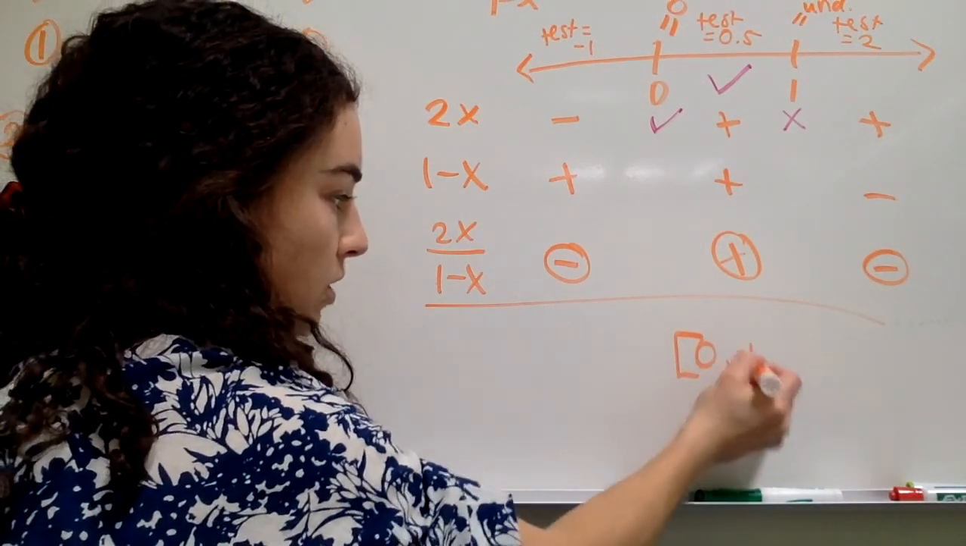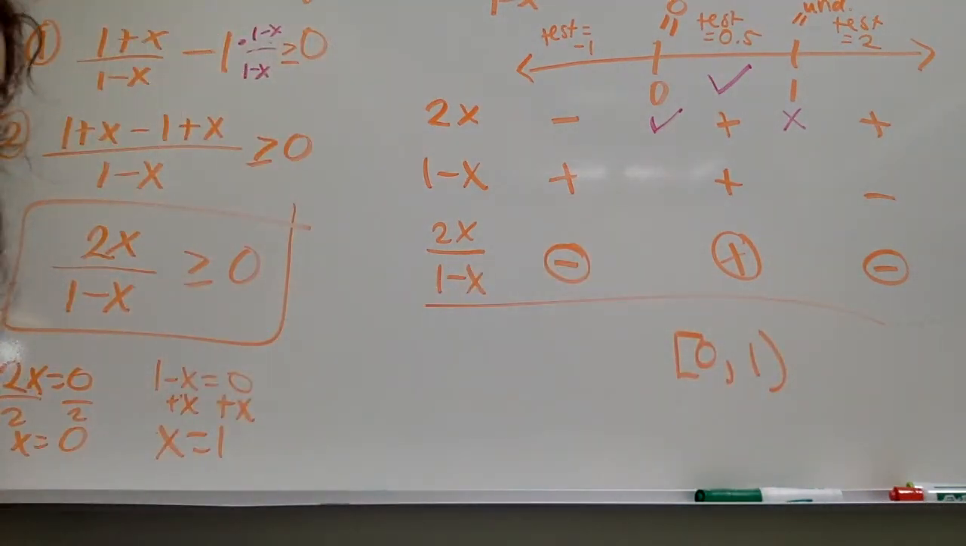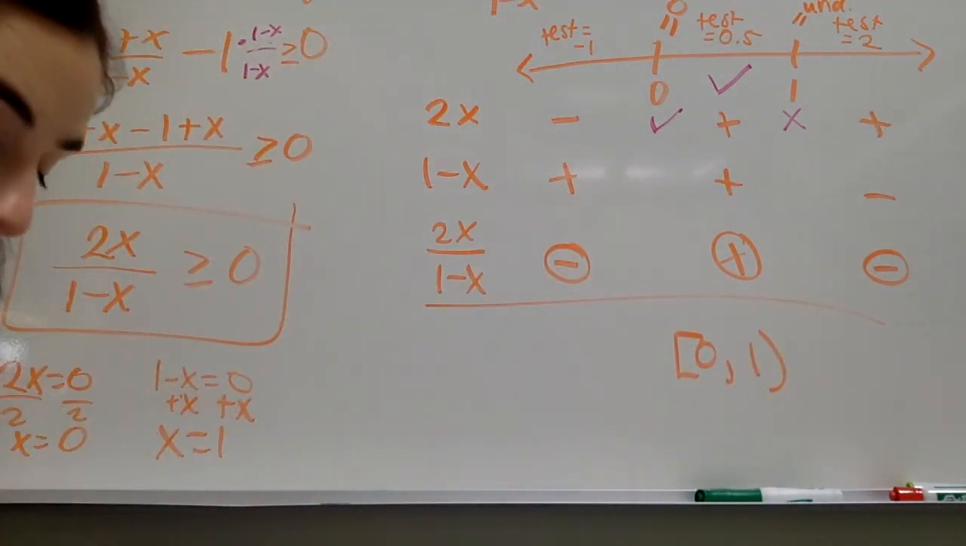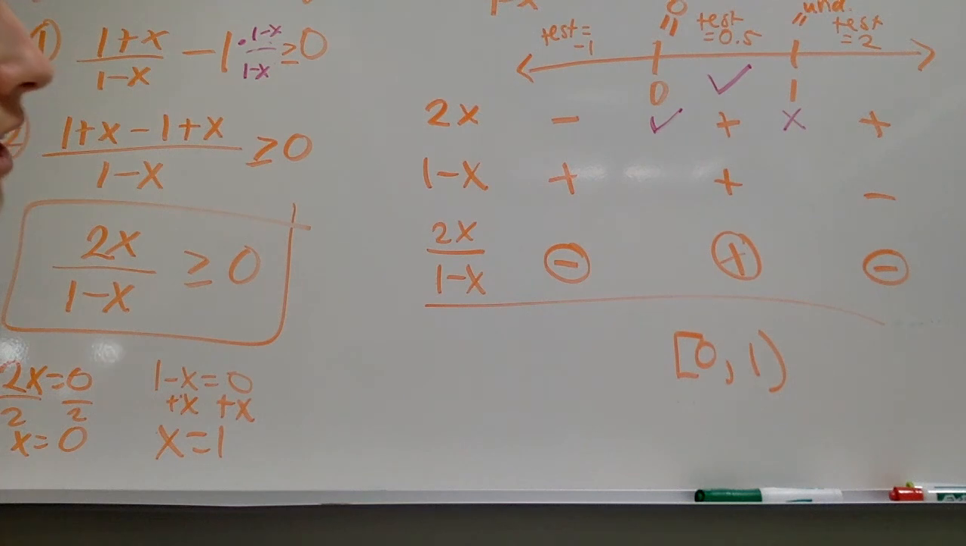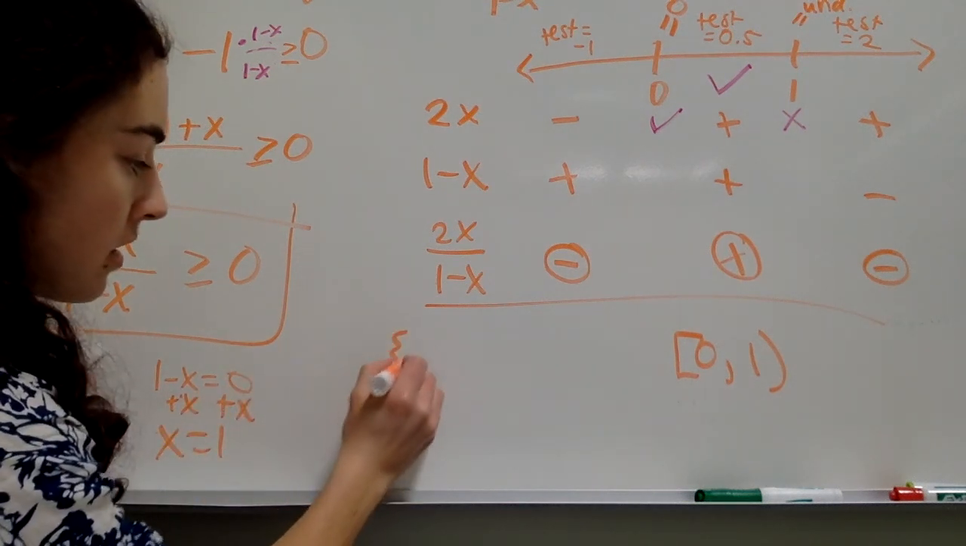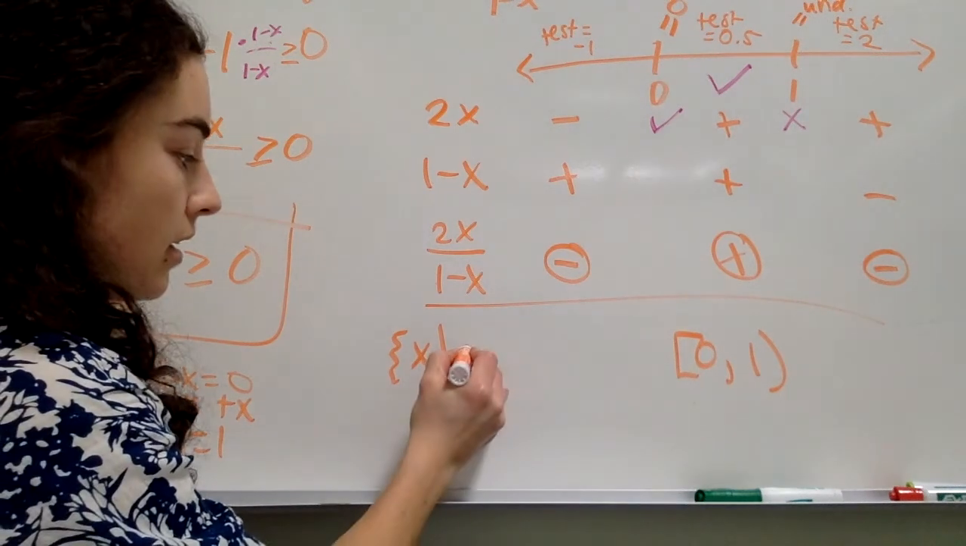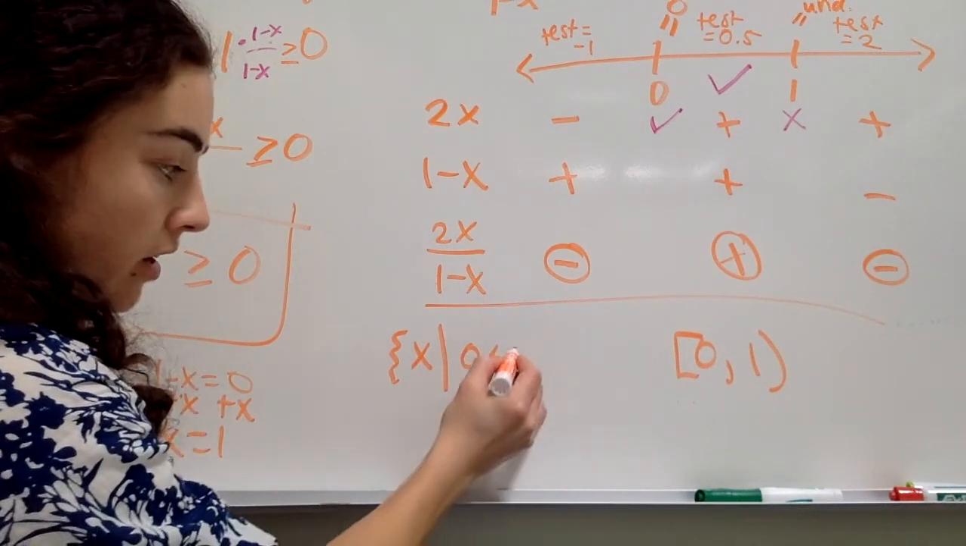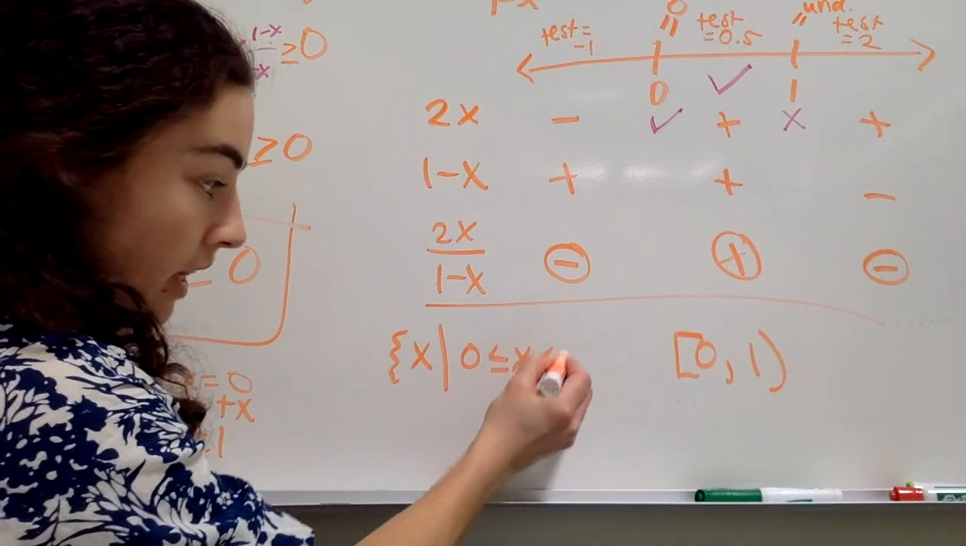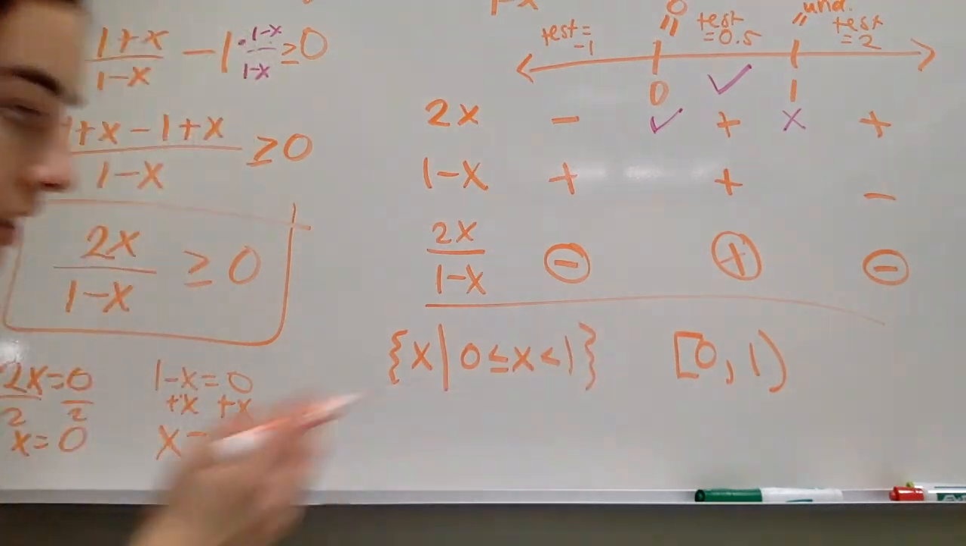including 0 up to 1, but not including 1. Okay? You can also write it, let's see, like this. x if x is greater than or equal to 0, but less than 1. Okay, so that's how you can write it there.